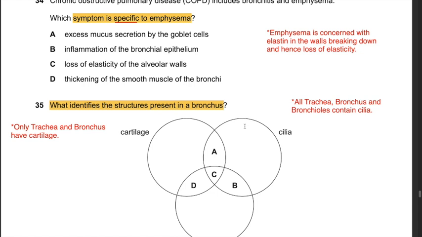Emphysema is concerned with elastin in the walls being broken down and hence loss of elasticity. Therefore, the symptom that is specific to emphysema is C. Loss of elasticity of the alveolar walls. The other symptoms are not specific to emphysema but can also include bronchitis as well. Therefore, the answer is C. Loss of elasticity of the alveolar walls.